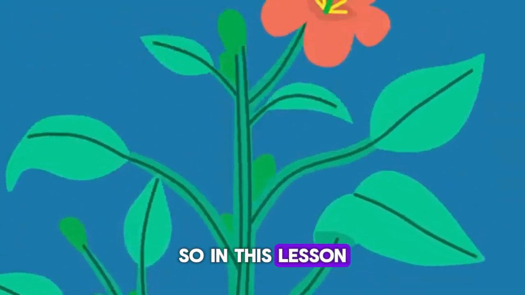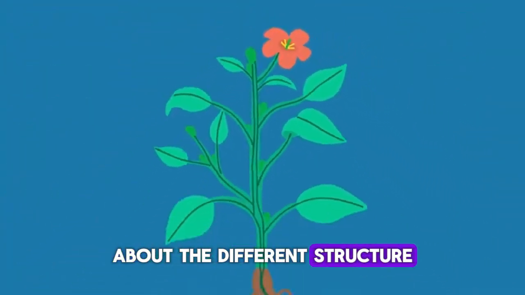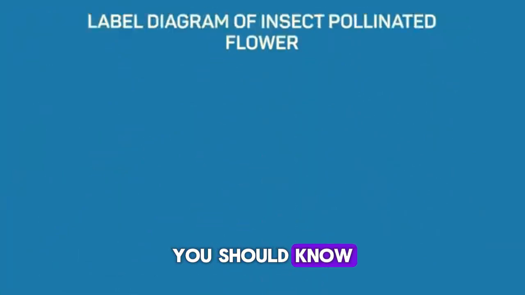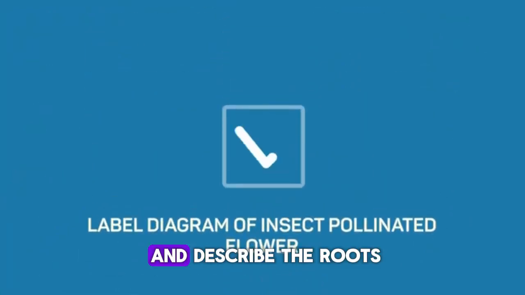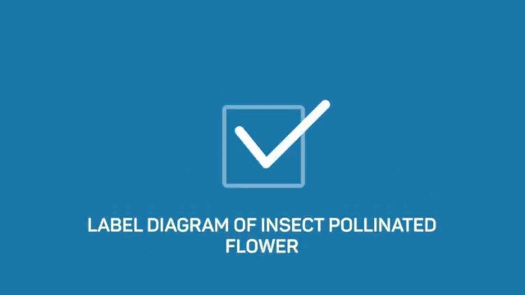So, in this lesson, you have learned about the different structures of a plant. You should now be able to identify and describe the roots, stems, leaves, and flower of a plant.